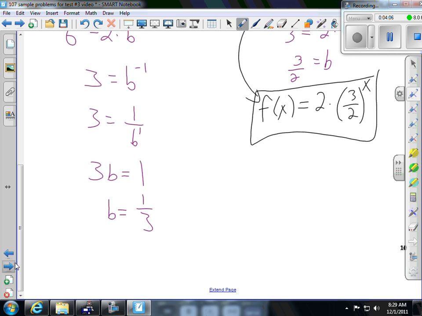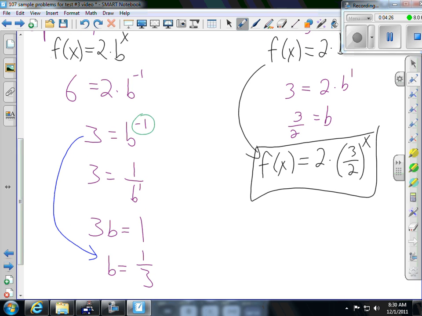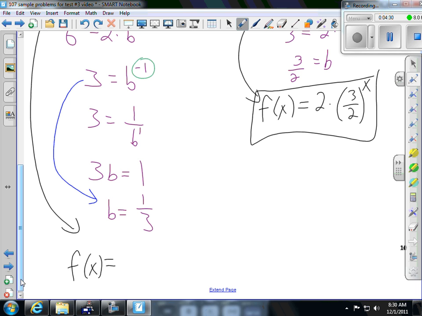And if you're really on the ball, maybe from this equation, 3 equals b to the -1, you can just know right away b is 1/3. This -1 just kind of means flip over the number. So then the final answer for this one, f of x equals, going all the way back up to here, it's 2 times b to the x, 2 times (1/3) to the x.